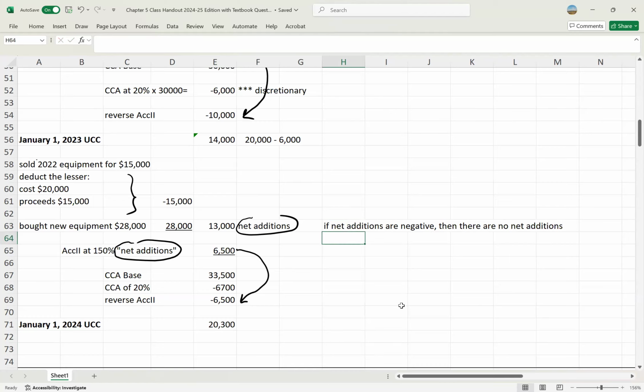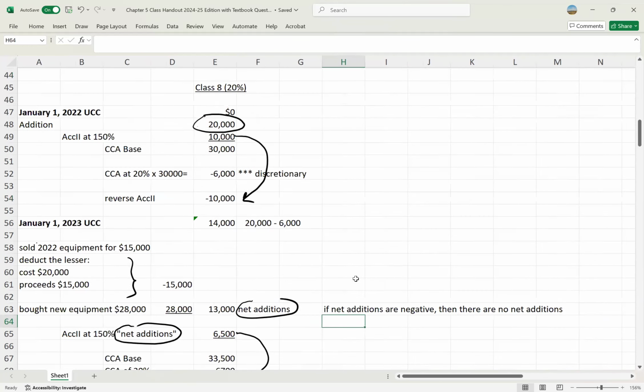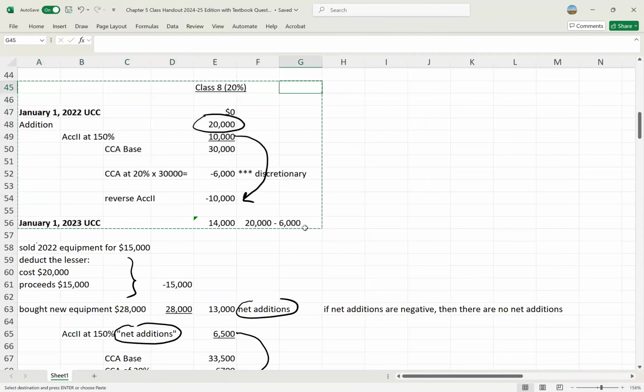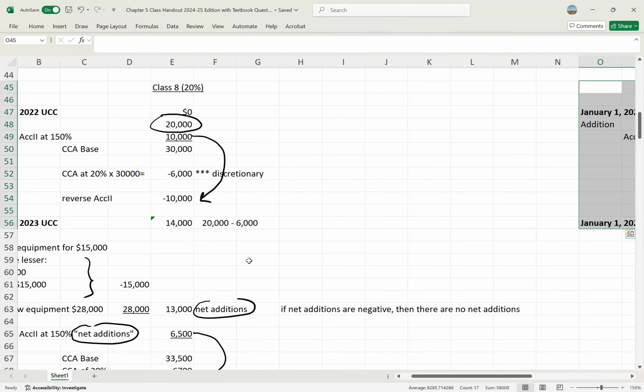So if, let's say, we just sold this piece of equipment for 15,000, but the new piece of equipment we bought was only 10,000, we would have no net additions because we would have a negative amount. We would still have to subtract that before we calculate CCA. Actually, let me just show you an example of that. Let's use this same example here. So let me just copy. Let's go way over here.